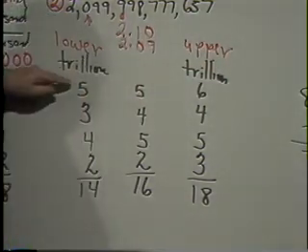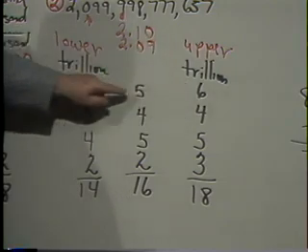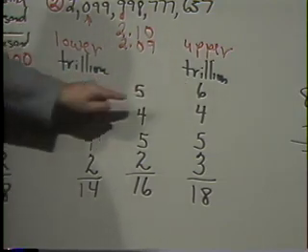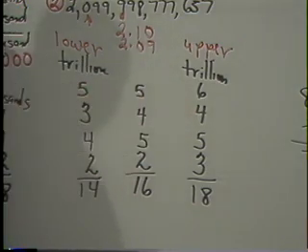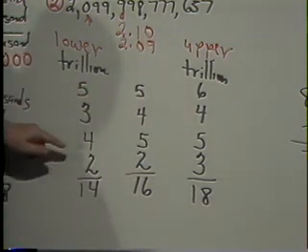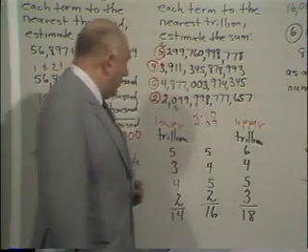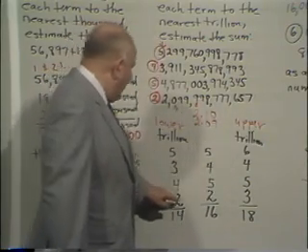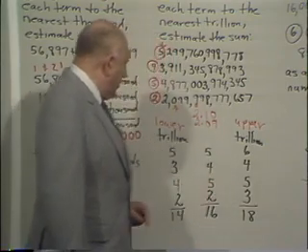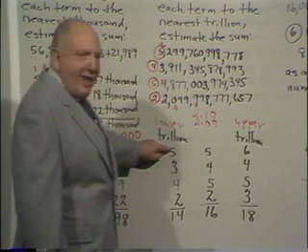In other words, the first number was between 5 and 6 trillion, but closer to 5. The second number was between 3 and 4 trillion, but closer to 4. The third number was between 4 and 5 trillion, but closer to 5. The fourth number was between 2 and 3 trillion, but closer to 2. Now you see, look what happens.